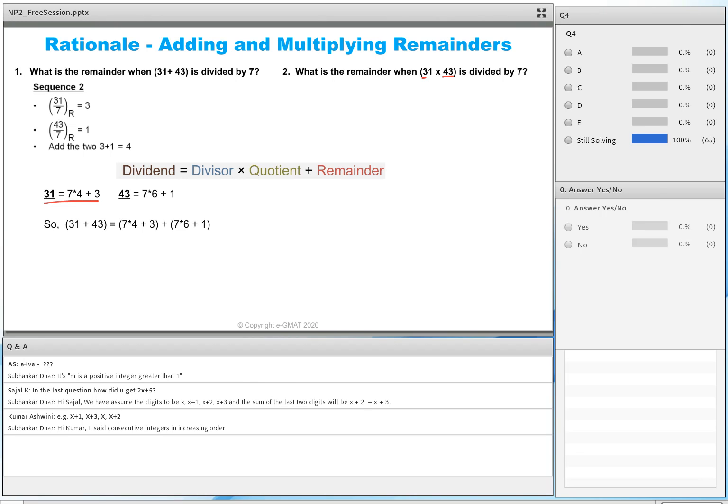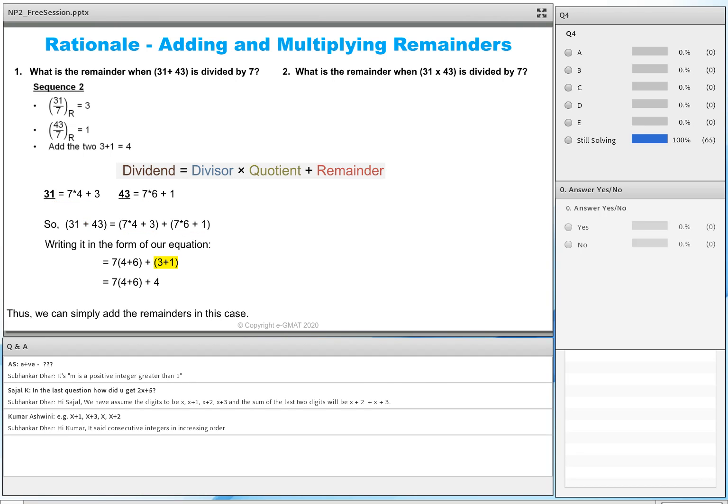43 can be written as 7 times 6 plus 1. So when I multiply these two, so this wouldn't be a multiplication, this would be addition only. We're discussing the first part. So when I add these two, I get 7 times 4 plus 3 plus 7 times 6 plus 1.